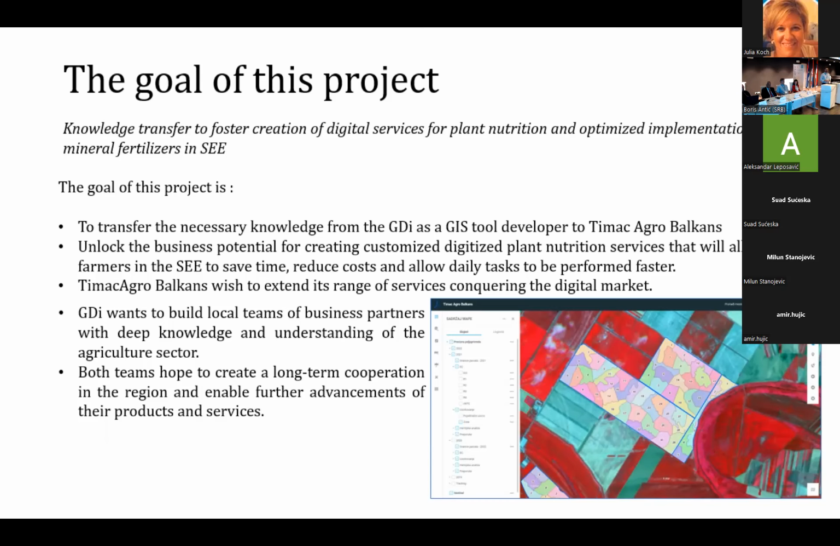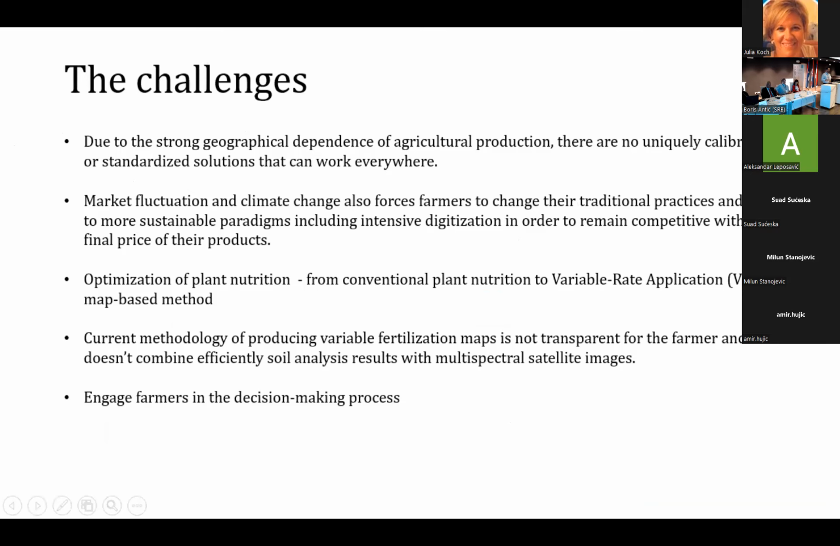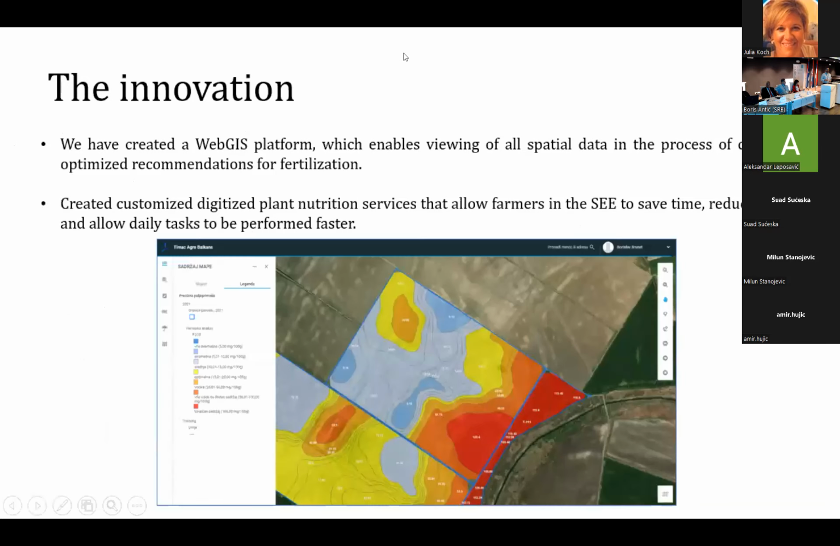So also we want to unlock business potential for creating customized plant nutrition services. The motive from the GDI company is that they want to learn from the agriculture experts about agriculture production, especially plant nutrition, because it is a very complex matter. And we want to broaden our expertise, build some digital services and be recognized on the market.